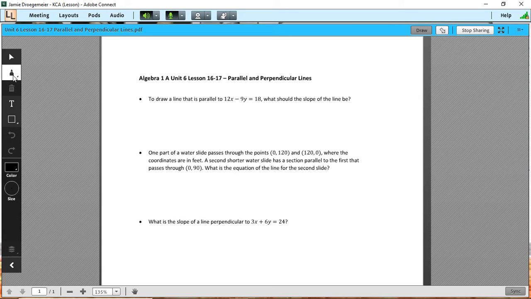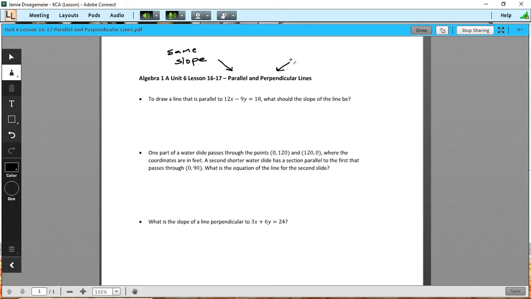Today we are in Unit 6, Lessons 16 and 17, Parallel and Perpendicular Lines. Before we jump into some problem examples, the main thing that you need to remember: if two lines are parallel, then that means that those lines have the same slope. All right, so to be parallel, the two lines have to have the same slope.